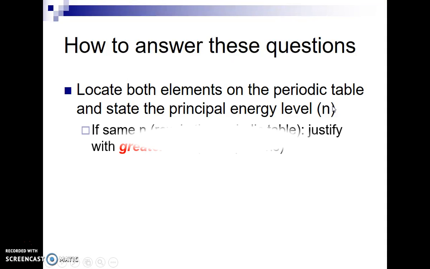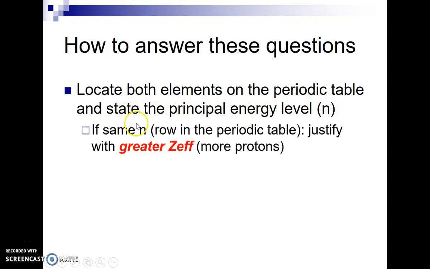Now, if they're in the same energy level, or the same row on the periodic table, they have the same N. You need to justify your answer using the number of protons and talking about the greater effective nuclear charge, or the Zeff, if you're going to abbreviate it. Because again, more protons, greater effective nuclear charge, more pull on those electrons, and that reasoning is always the same.